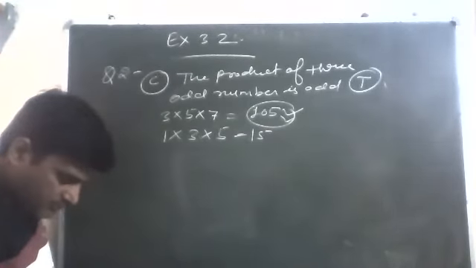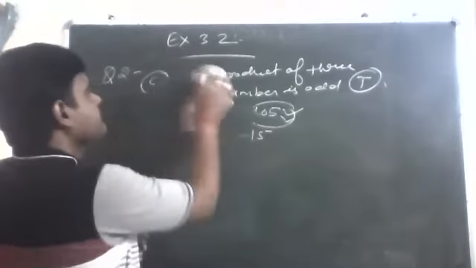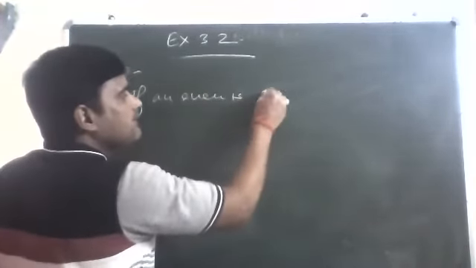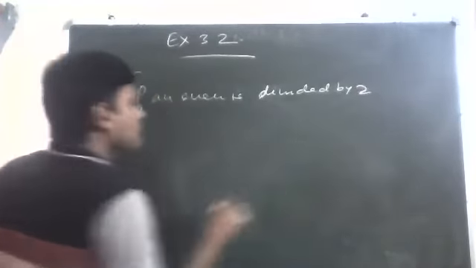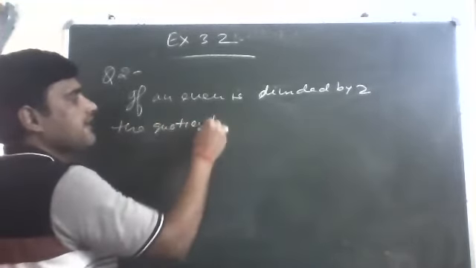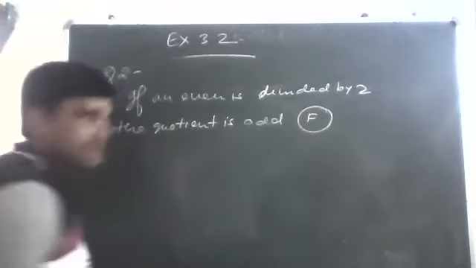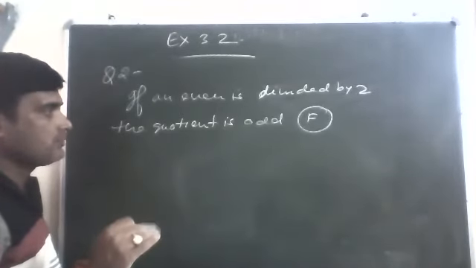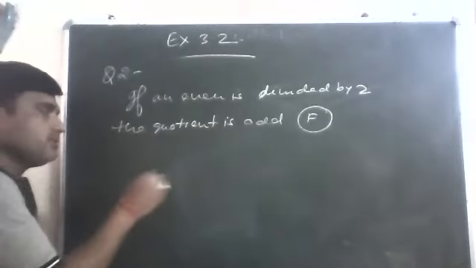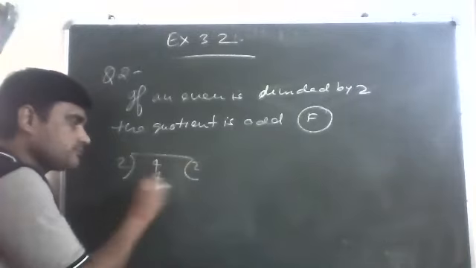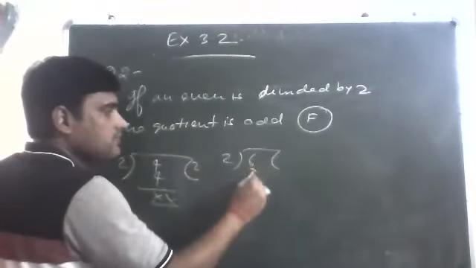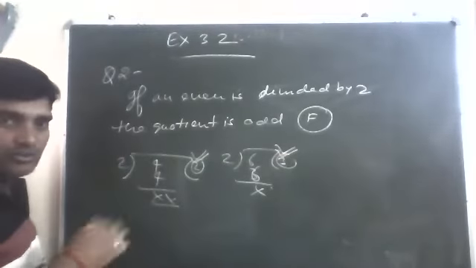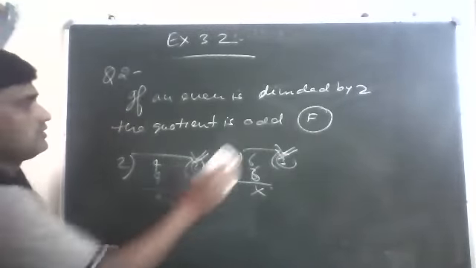Now we solve D. If an even number is divided by 2, the quotient is always odd. False. When any even number is divided by 2, the quotient can be even or odd. Here you see that we take even number 4, 2 twos are 4. Again 6, 2 threes are 6. Here you see that 2 and 3, we get both even and odd quotients. Therefore, it is false.